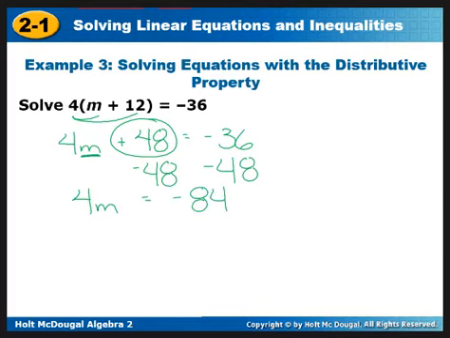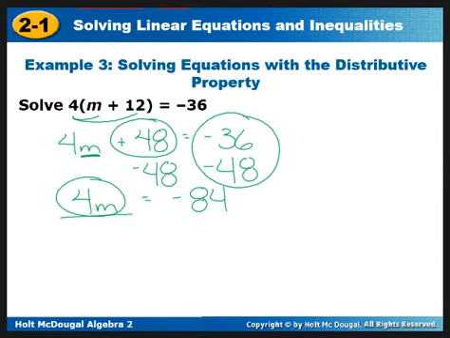When I combine these over here, I end up with negative 84. My last step, since I have multiplication in here, would be to do the opposite. So I have to divide both things by 4. So in the end, m is going to be equal to negative 21.